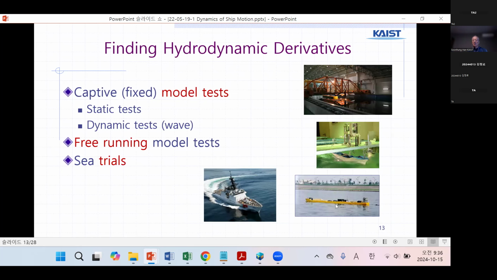This model means a small scale test, but the same as the ship in the ocean. And the left bottom is sea trial, where the real ship is tested. So there are many different tests going on for each ship, because it is important to know the performance.